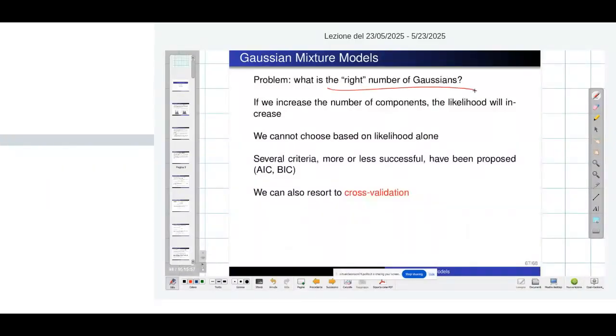How many Gaussians do we use? Well, the more Gaussians we use, the more complex the model becomes.